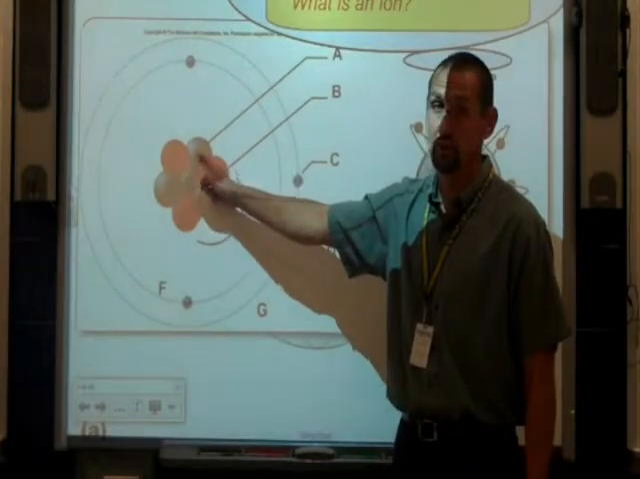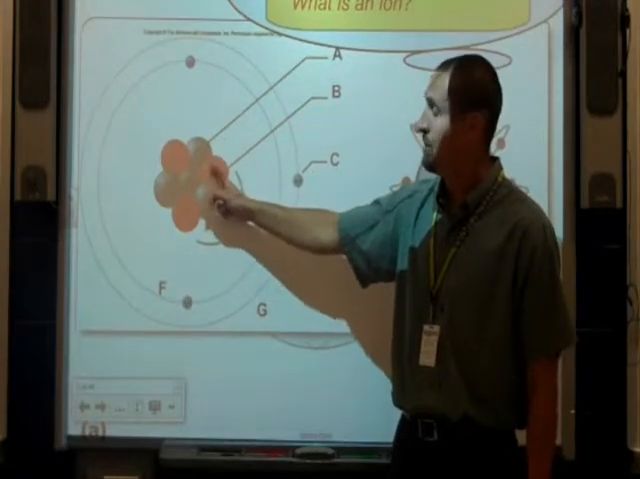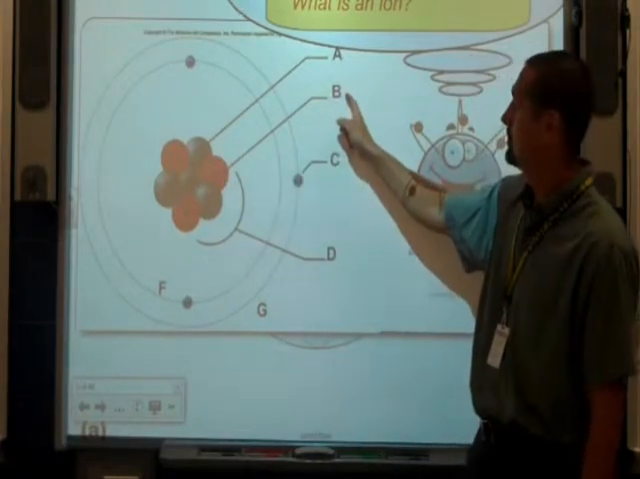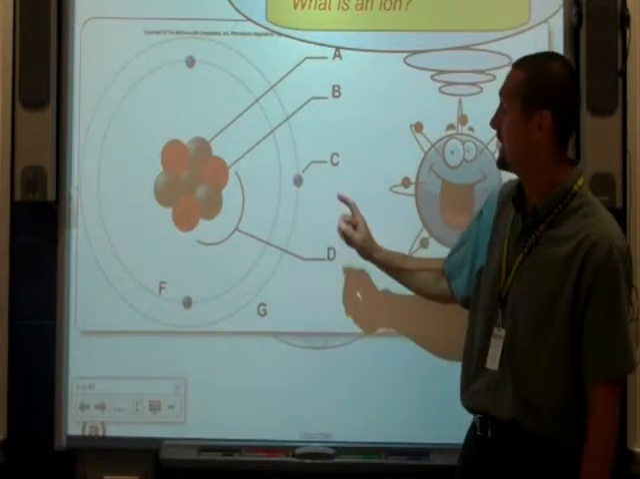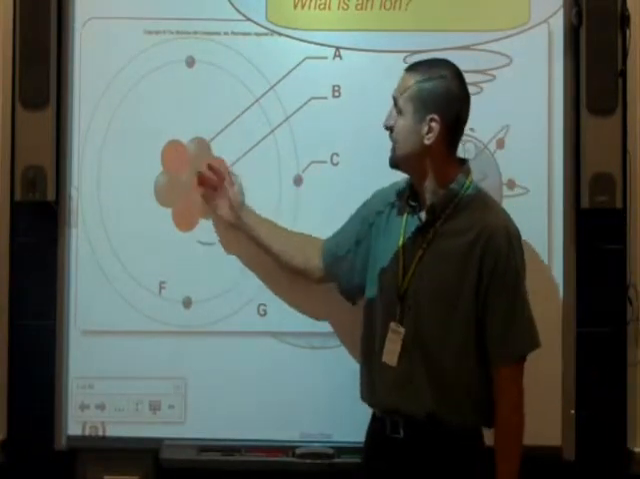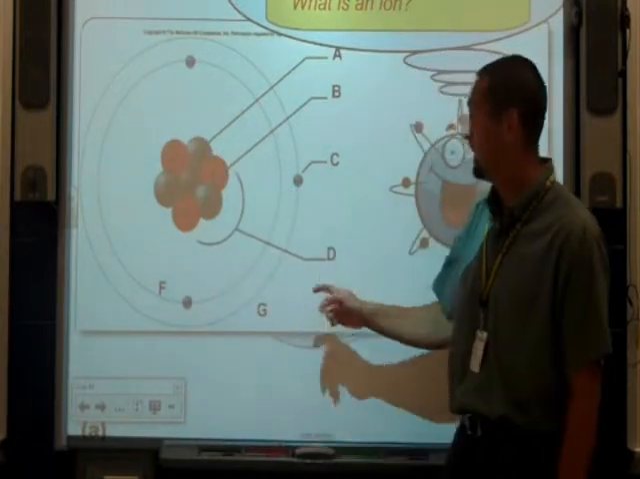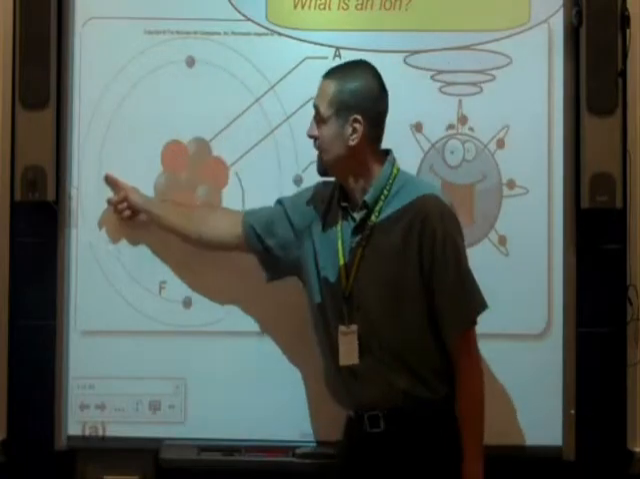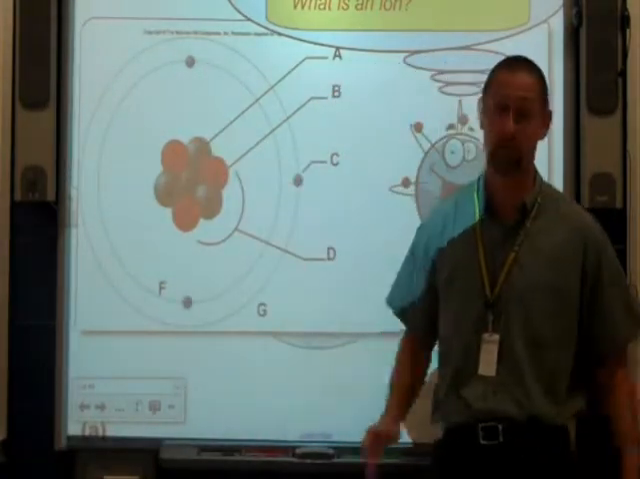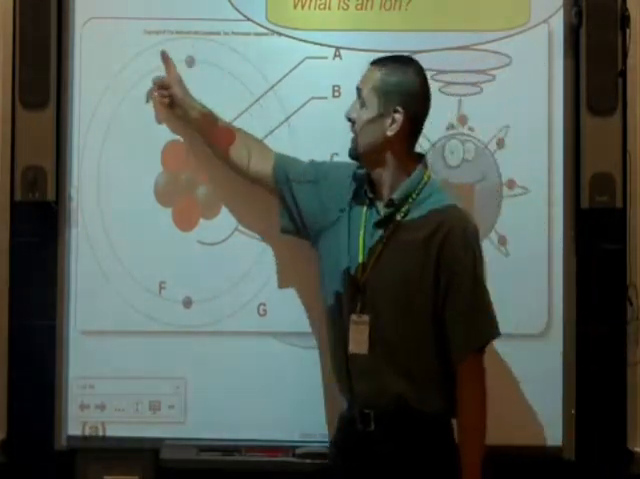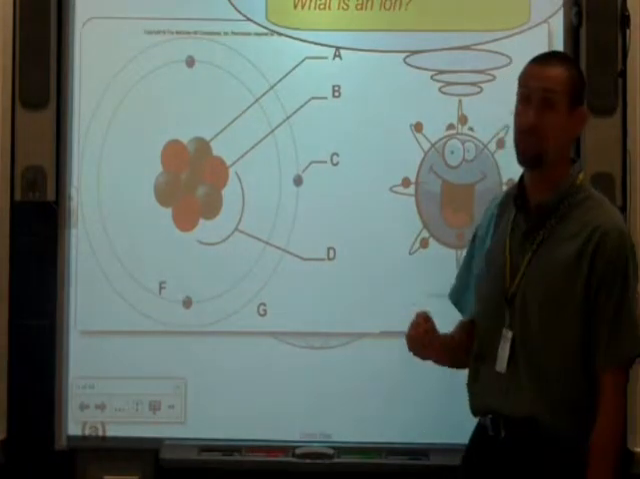Here's a part, no charge, neutron. Here's a part, positive charge, proton. Here's a part, negative charge, electron. All these protons and neutrons together make up the nucleus of the atom. This first energy level can only hold 2 electrons before it's full. The second energy level can hold up to 8 electrons before it's full.